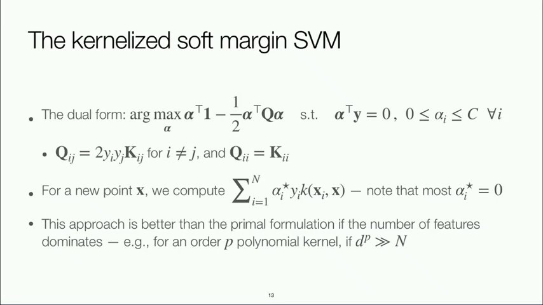So for an order p polynomial kernel, if you have d to the p much larger than your number of data points n, where these two arrows mean much larger than, then it makes a lot of sense to be using this kernelized version of the dual rather than trying to solve the primal, which would operate in this space. The dual operates in this space. And so basically you want to pick whichever one is smaller and then use the corresponding formulation. That's going to save you a lot of time and compute. That's the high level idea here.